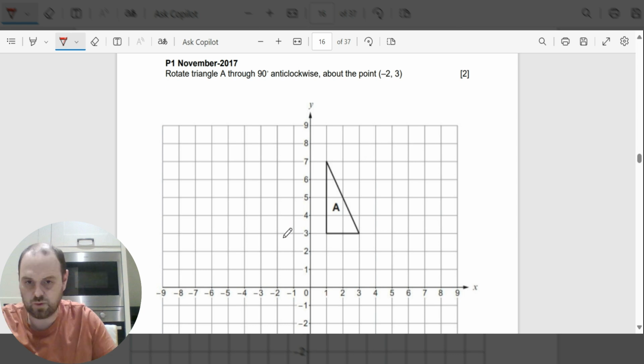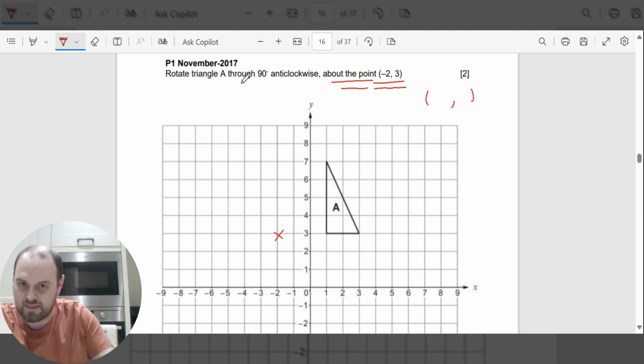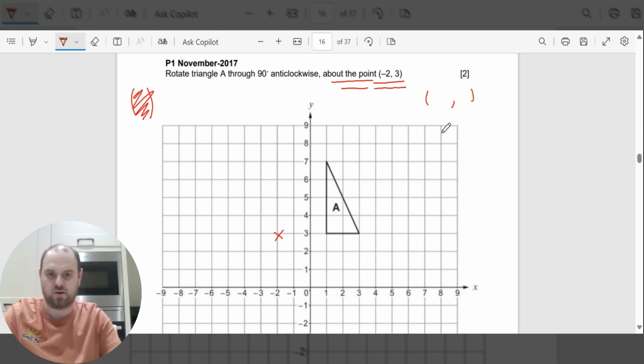This one I can't do on this one. We do need tracing paper. What we need to do is find the center of rotation. It'll say about the point. So minus 2. This time, this is a coordinate. Coordinates are written like that, right? Compared to what we just had, which was that. That was with a number here and here. That's a vector. That's a translation. This is a coordinate. Okay.